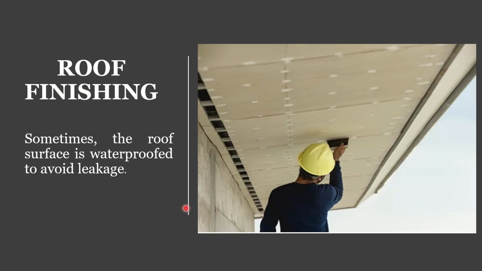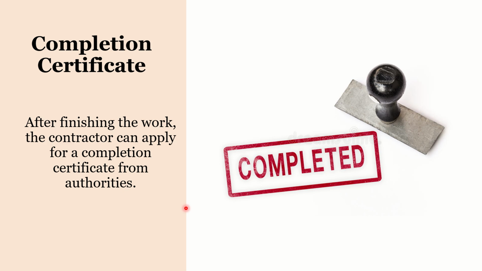And the final is the roof finishing. So sometimes the roof surface is waterproofed. Most of the people use waterproofing coats or paints to avoid leakages of water. And once everything is done, the contractor can apply for a completion certificate from the higher authorities. Local authorities would come and check the process of completion, and finally they would give out the relevant documents in compliance with the building specifications.